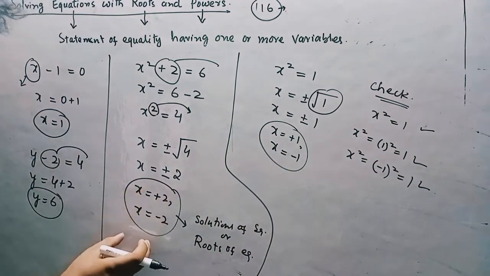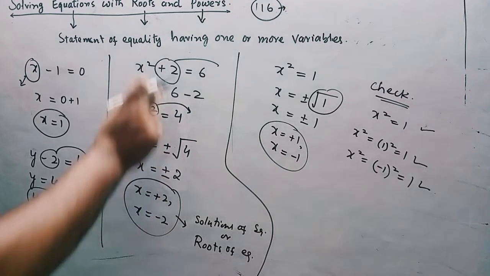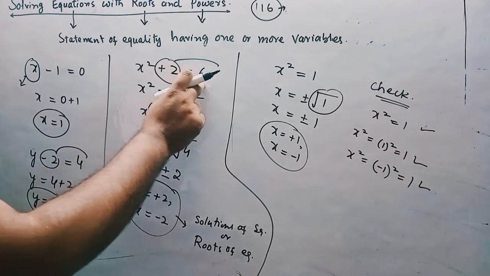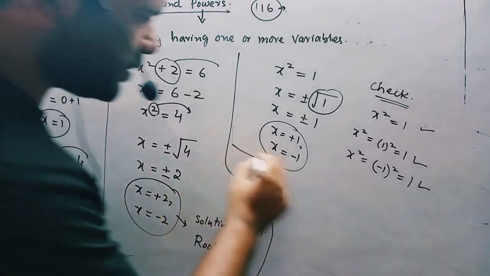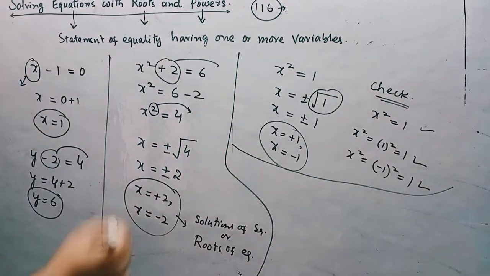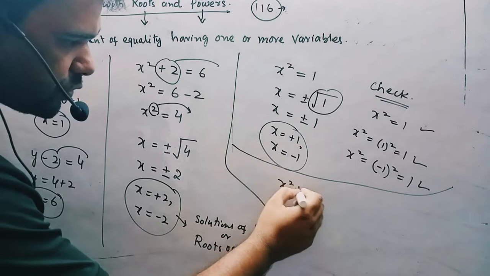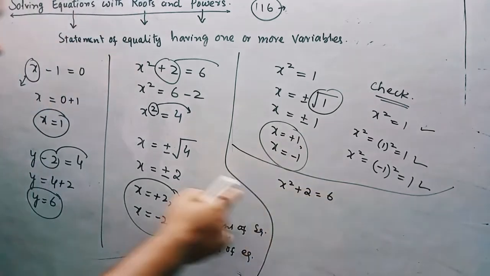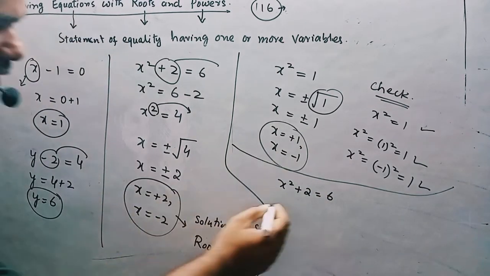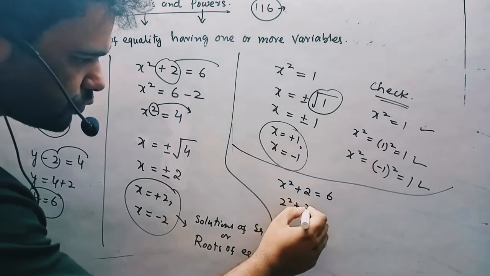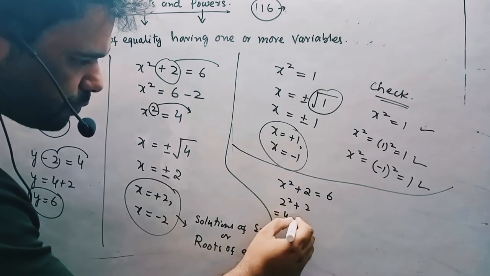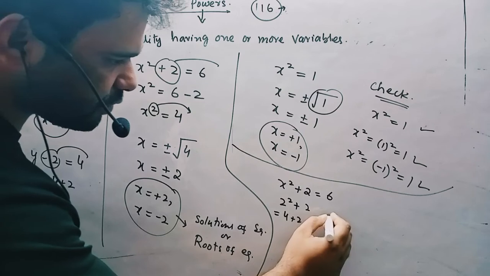Similarly, you can see here when you put x equal to plus 2 here, you will get 6. Let's check so that you will understand clearly. x square plus 2 equals 6. First we take the value of x as plus 2, that is 2 square plus 2. 2 twos are 4, plus 2 is equal to 6.